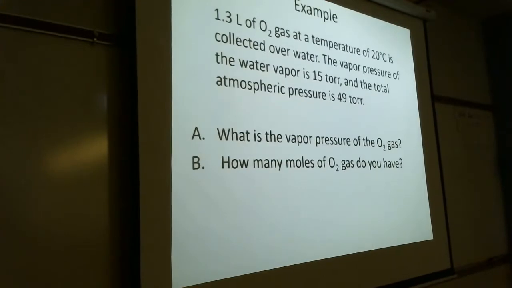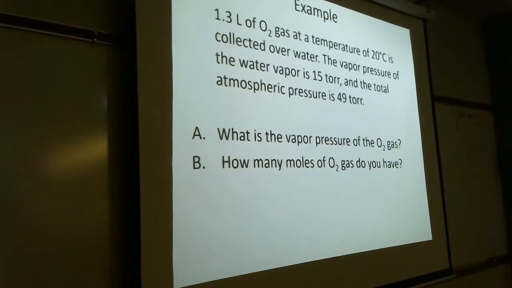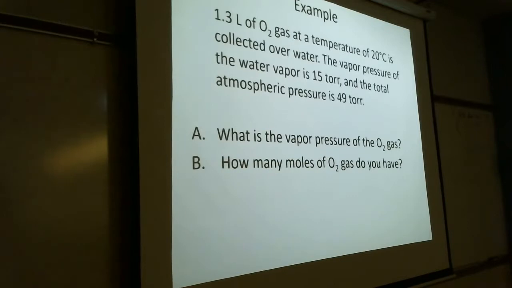So here's an example. 1.3 liters of oxygen gas at 20 degrees Celsius is collected over water. Make sure that when you see this in the problem, if it explicitly states it's being collected over water, that's an important detail for us. The vapor pressure of the water is 15 torr, and the total atmospheric pressure is 49 torr. I want to know what's the partial pressure of the oxygen gas, and then how many moles of oxygen gas did you collect?